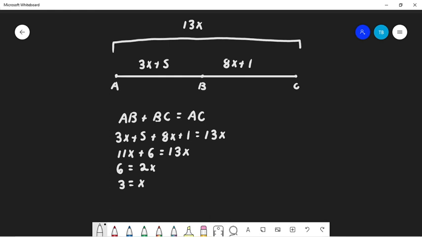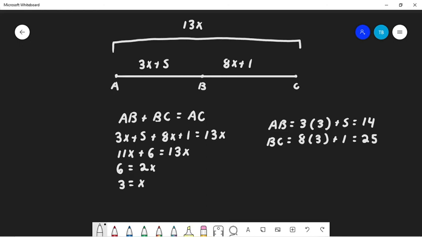All right, so we'll start with AB, which was originally expressed as 3x plus 5. So it's 3 times, remember our value for x is 3, plus 5. 3 times 3 is 9, plus 5 is 14. Okay, then BC, so that's 8x plus 1, so 8 times 3 plus 1. 8 times 3 is 24, plus 1 is 25.